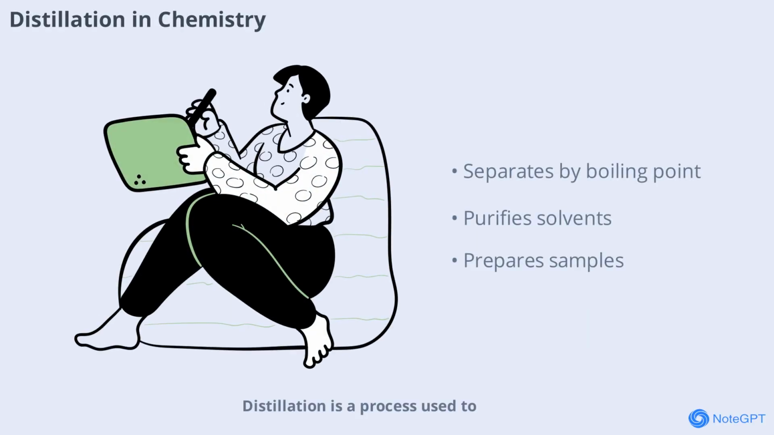Distillation is a process used to separate liquids based on their boiling points. In analytical chemistry, it's often used to purify solvents or separate components of a mixture. The liquid is heated until it boils, and the vapor is collected and condensed back into a liquid. Distillation is a valuable technique for obtaining pure substances and preparing samples for analysis.